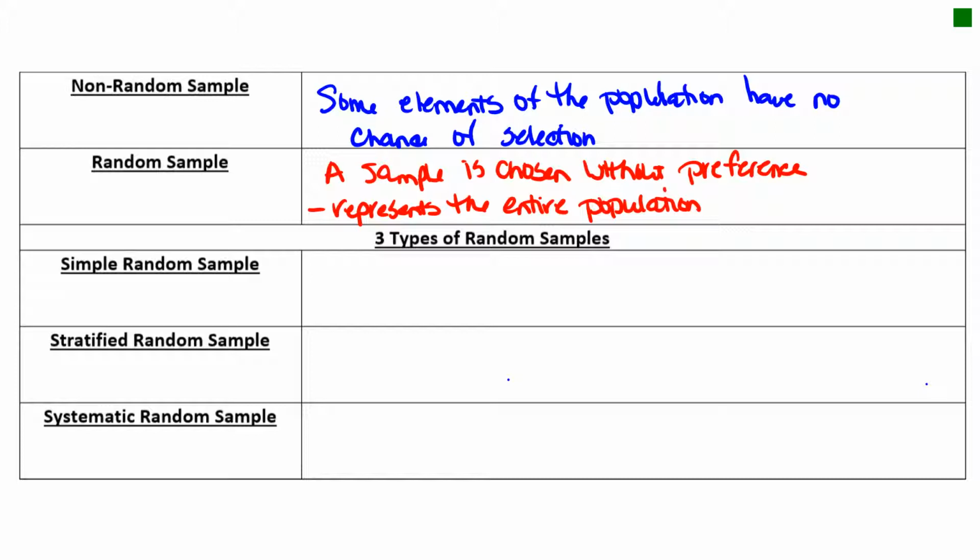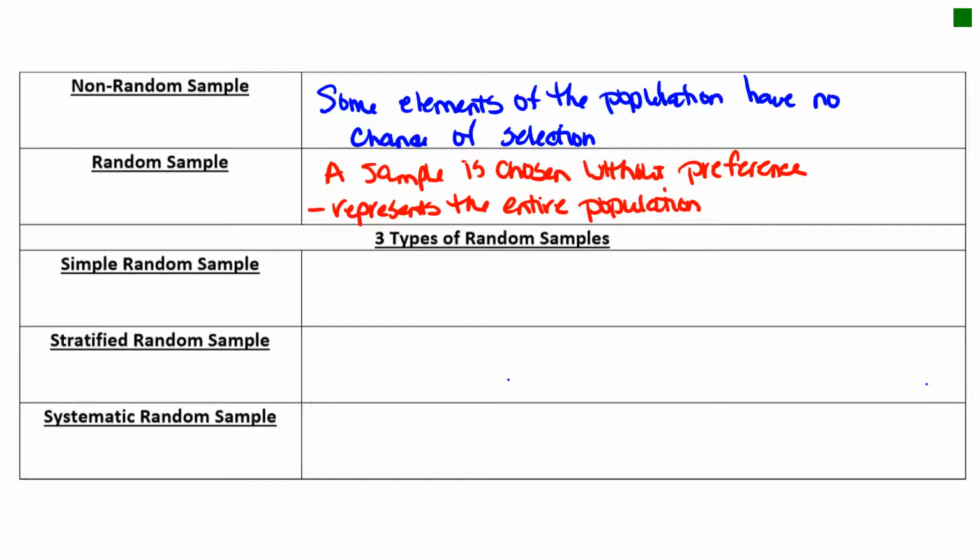Okay, so random is just, we just send it out willy-nilly to everybody. Non-random is we kind of pick who we want to have. Then within the random, there's 3 types of random, because we can't just be willy-nilly. That's not really a very good controlled experiment. So a simple random sample: samples are equally likely to be chosen from the population. So we just draw names from a hat. Everybody has the same opportunity.